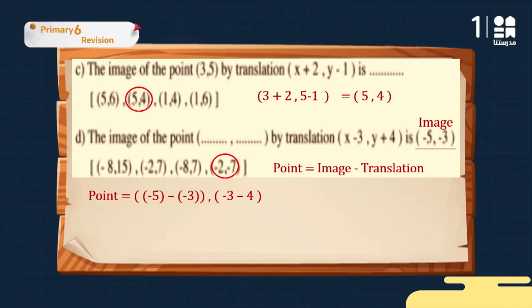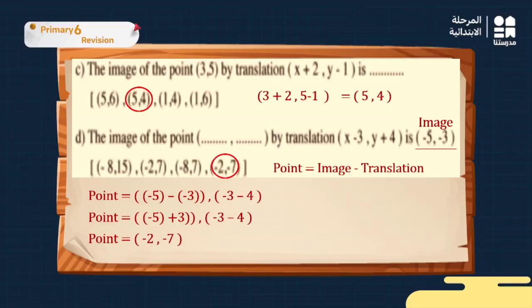Then here I have -3 in the image minus 4. Okay, -3 minus 4 gives me -7. So the answer of -5 plus 3, after changing minus to a plus sign, gives me -2. Then -3 minus 4 gives me -7. So my right answer is supposed to be -2, -7.